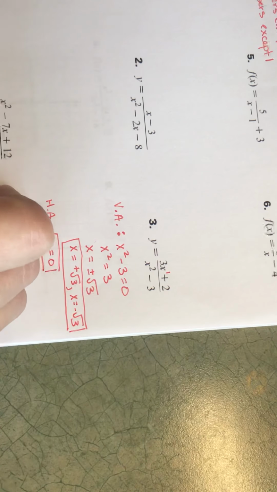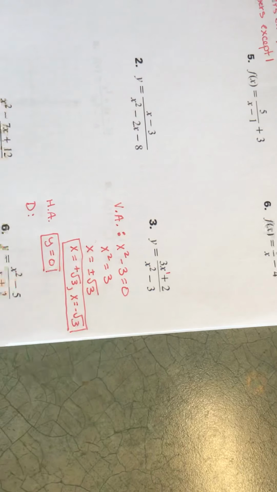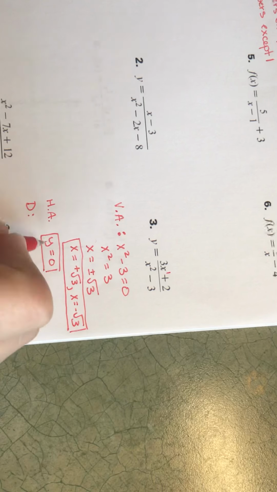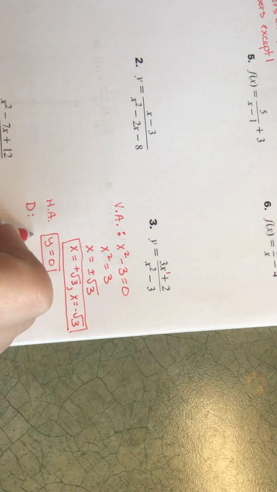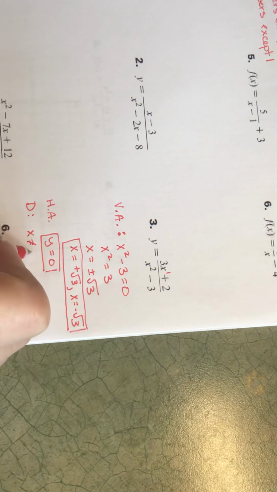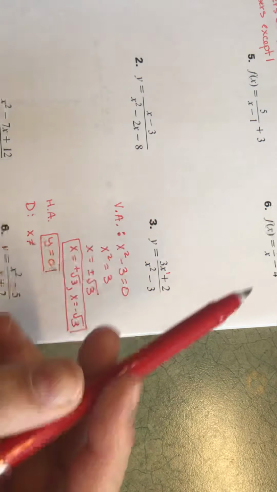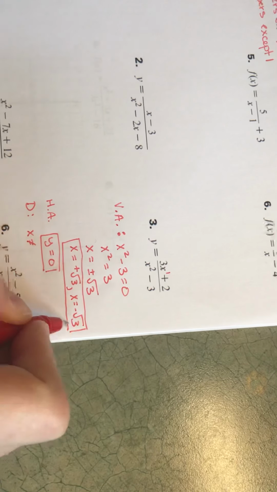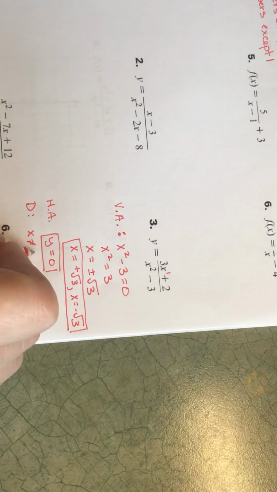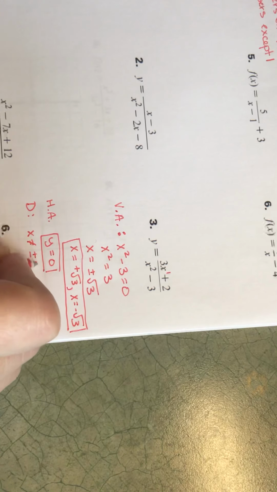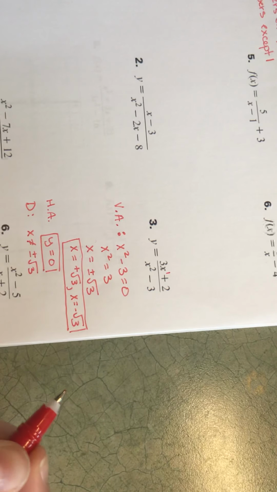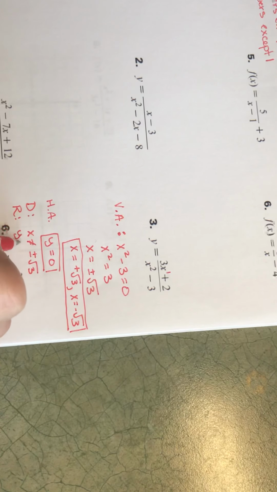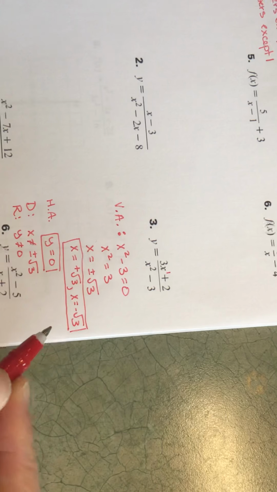So then for our domain, last time I wrote it out in words, this time I'm just going to be lazy. If it's all real numbers except positive root 3 and negative root 3, we could just say x does not equal positive or negative root 3. And for our range, we could say that y cannot equal 0.